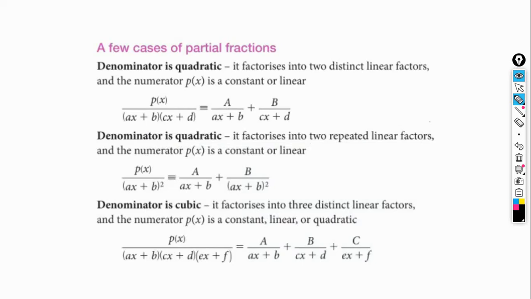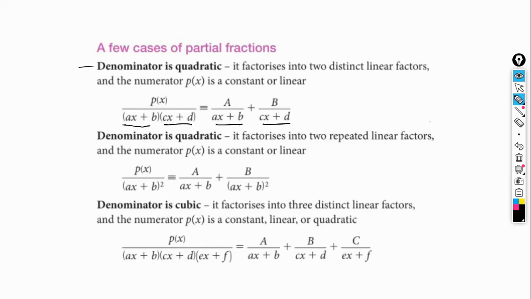In the following slide, you're going to see a few cases of partial fractions. First, when the denominator is quadratic, this is the case we saw first, and it's when you have a quadratic denominator that factorizes into two distinct linear factors. So you can see this, they're distinct. So this is the case where you get A over the first linear factor plus B over the second linear factor.